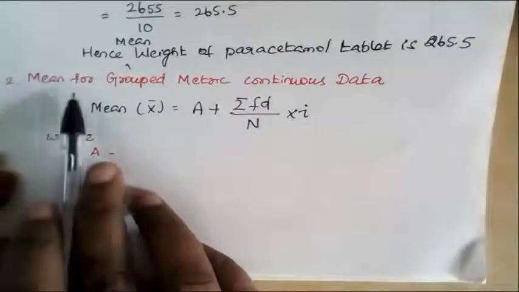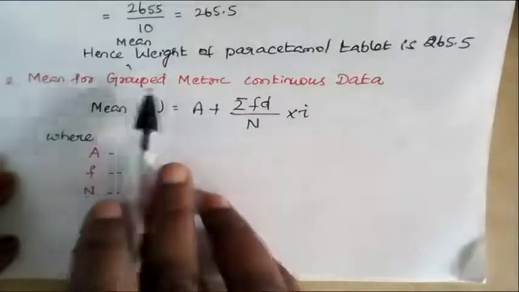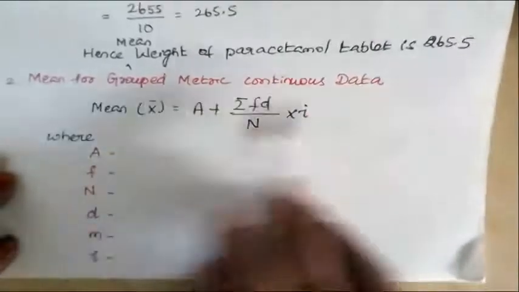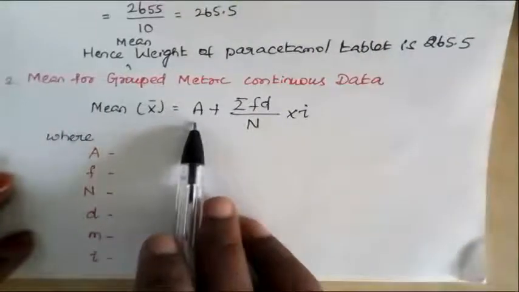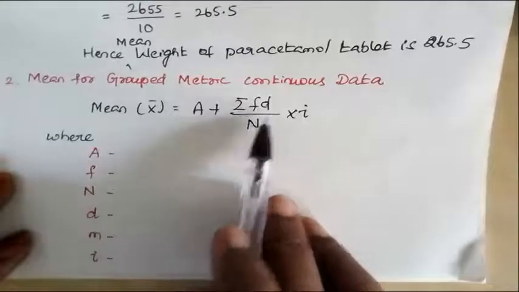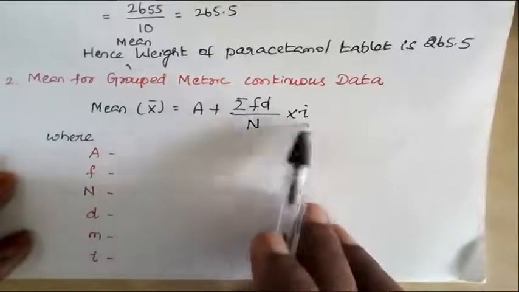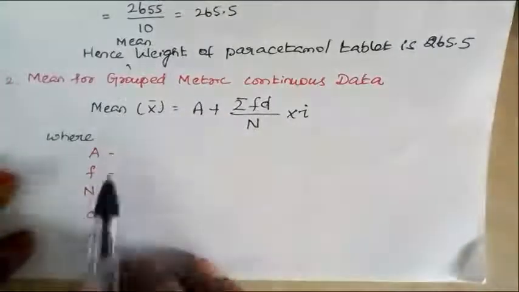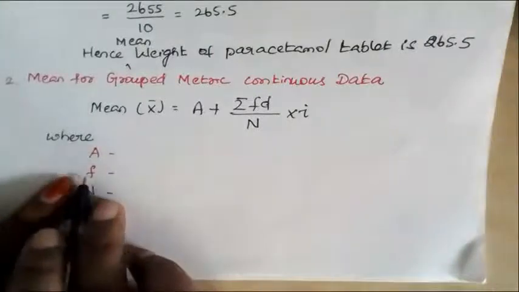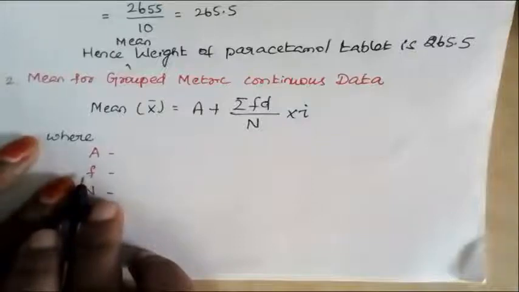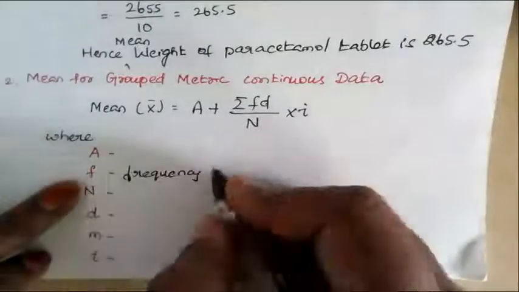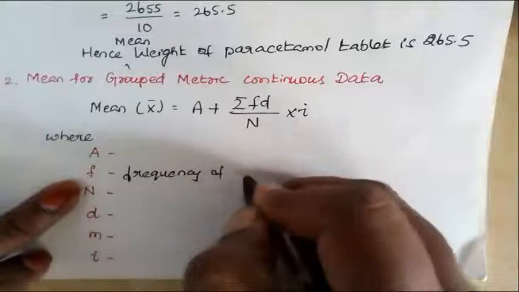Now we'll see how to find out the mean for grouped, which is metric continuous data. The formula is mean equal to A plus summation of FD divided by N into I. We'll see what each one of these is now. First we'll see F. In the question you'll be given a class interval and the frequency. So that frequency is this F, the frequency of each of the intervals.